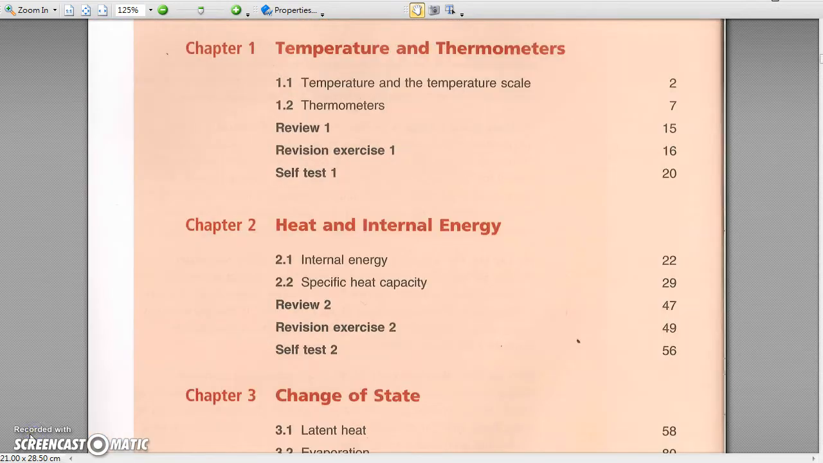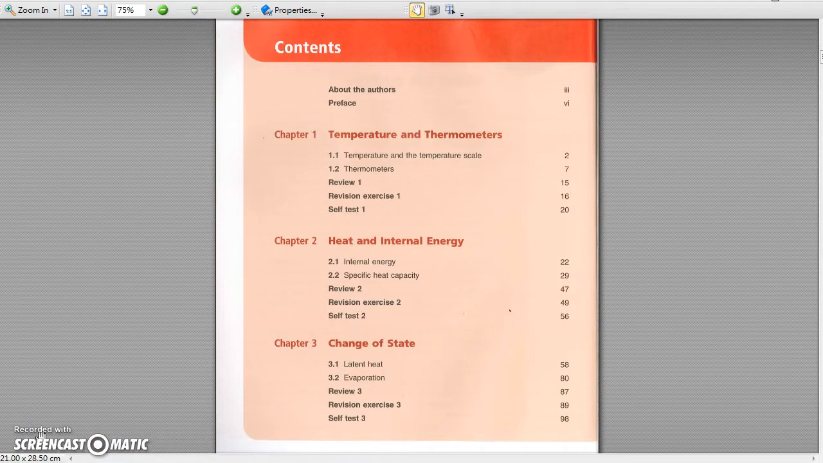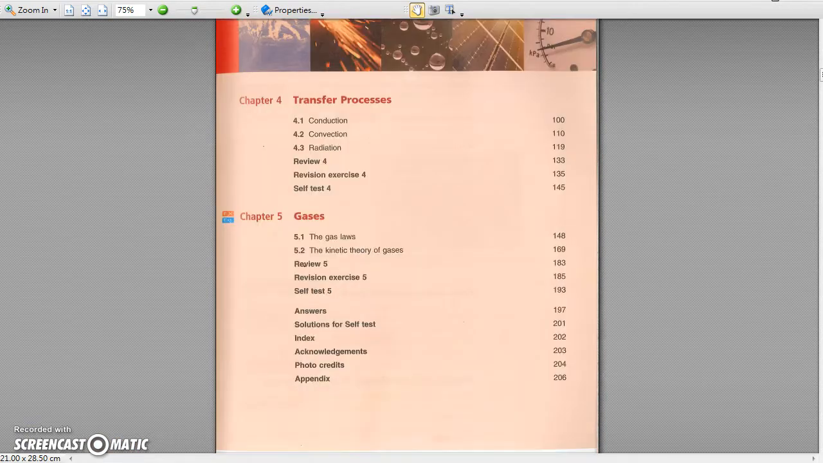You have learned much of Chapter 1 and Chapter 2 last year, and some about Chapter 4 as well. So we will go through the chapters that you have learned last year a bit more quickly.